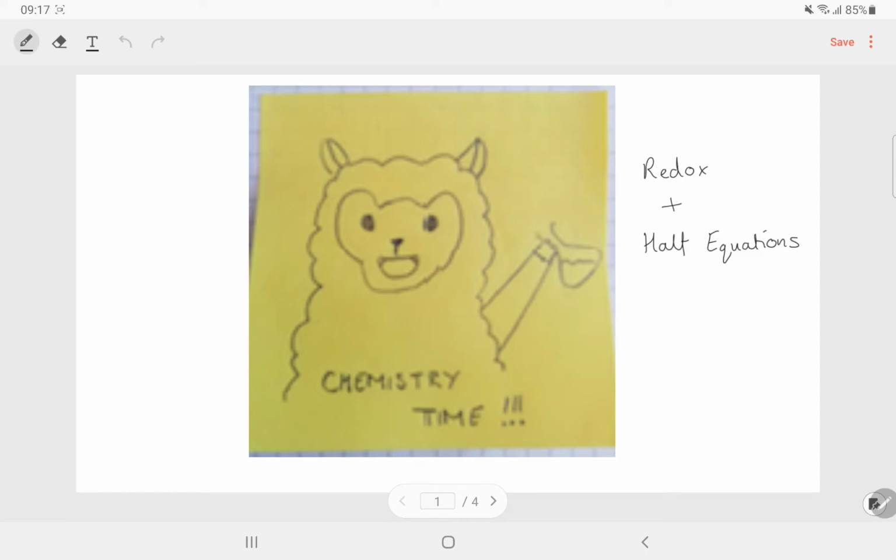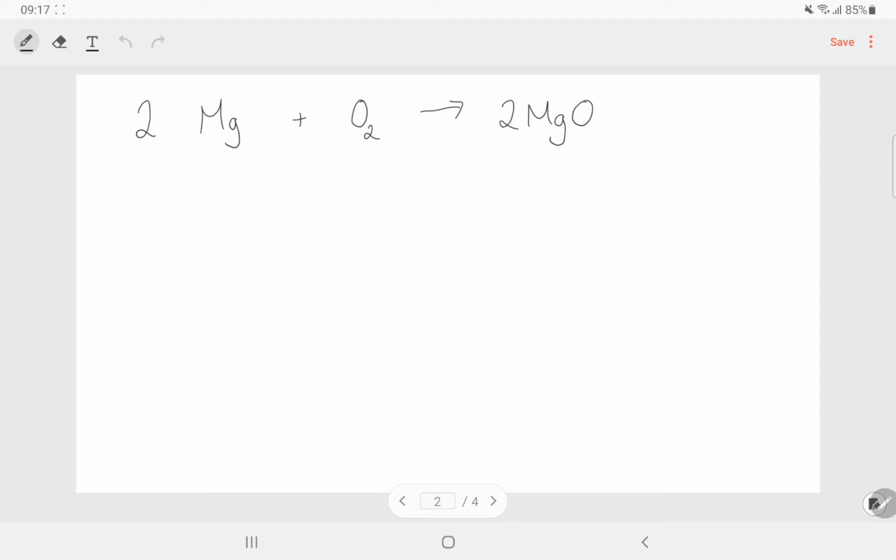So we're going to go back to the equation that we looked at in our reactivity video, magnesium reacting with oxygen to make magnesium oxide. And we can use either of two of our definitions for redox. The magnesium has gained oxygen, so we know the magnesium must have been oxidized, and the oxygen has been added to something, so it has to have been reduced.